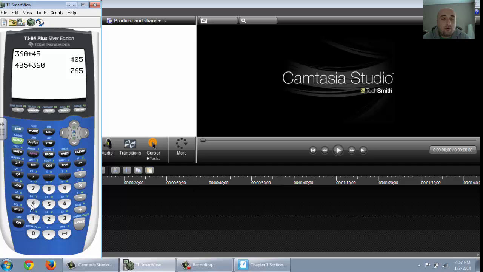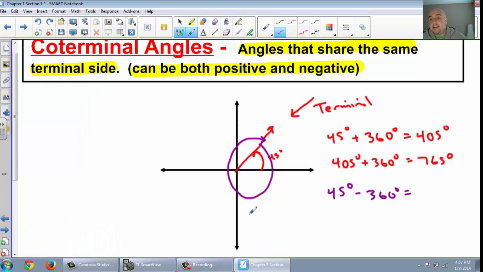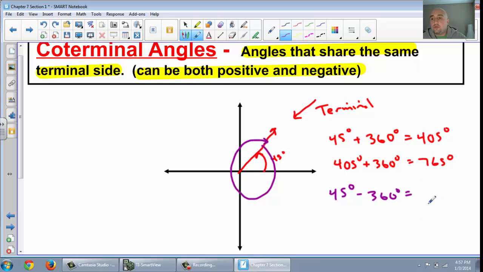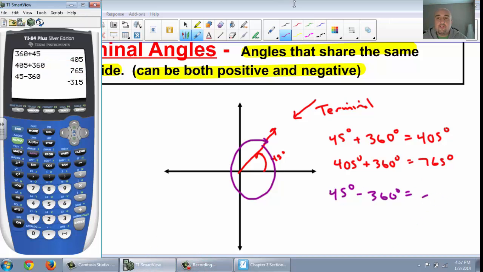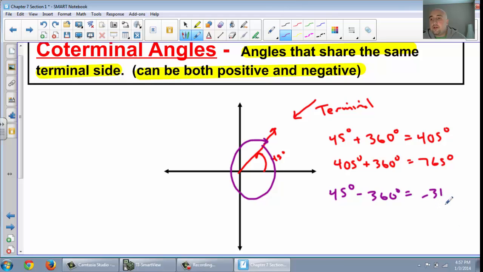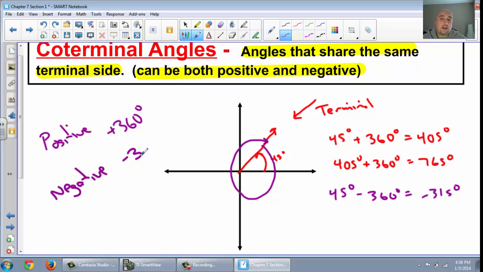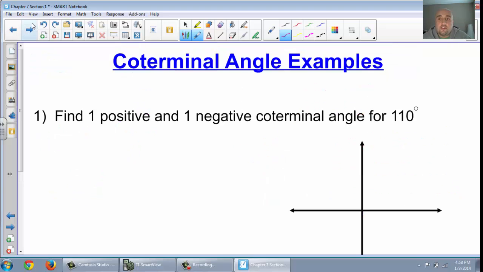Okay, so let me get my calculator. 45 minus 360 is what? Negative 315 degrees. So a negative coterminal angle would be negative 315 degrees. And you could keep doing that again and again and keep subtracting 360. So to get a positive coterminal angle, you would add 360 degrees. And to get a negative coterminal angle, you would subtract 360 degrees. Very simple math here. Okay, let's do two examples, one with degrees, one with radians, and then we're done.